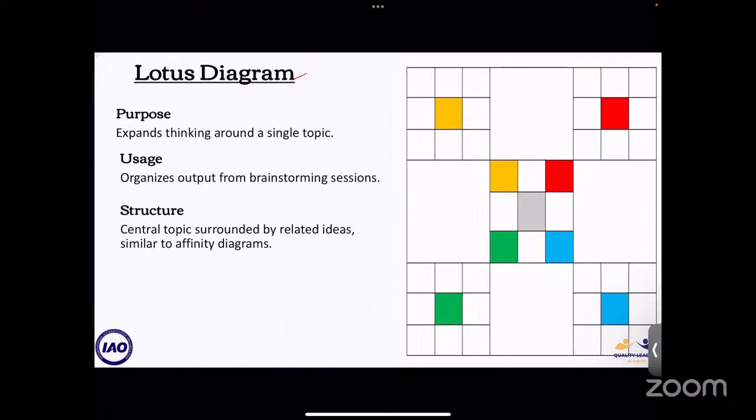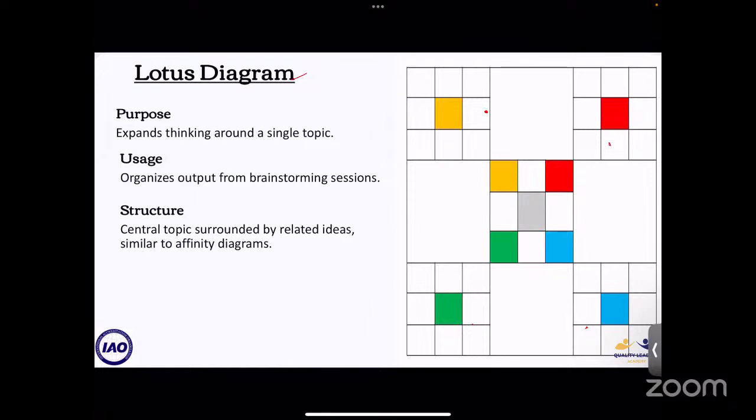At the center of the diagram, you'll find your main topic. So this is the core focus. Surrounding it, you have boxes for related ideas. Each of these ideas can then be expanded further in their own surrounding boxes, just like petals around a lotus flower. This step by step approach is similar to creating an affinity diagram, but it is more visual and interactive.